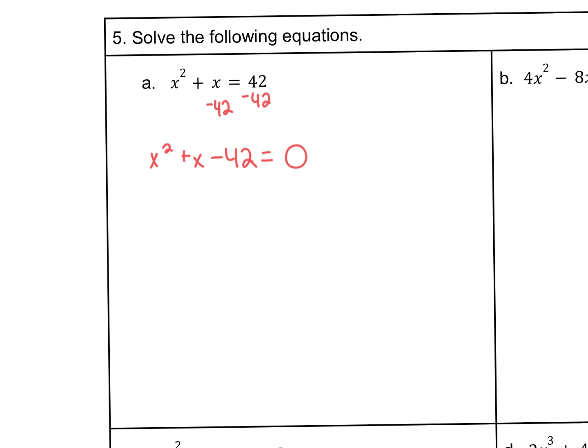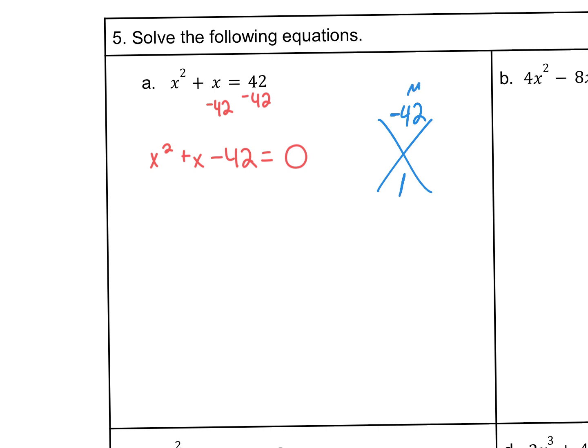Just like what we've been doing, the first thing we do, we check for a GCF. Okay, do x squared, x, and negative 42 have a GCF? No, they do not, but thank goodness I checked, okay? Now I count up the terms. I've got 3 terms, which means always do x method. 1 times negative 42 is negative 42. That goes on top. 1 goes on the bottom, because again, that's my middle term.